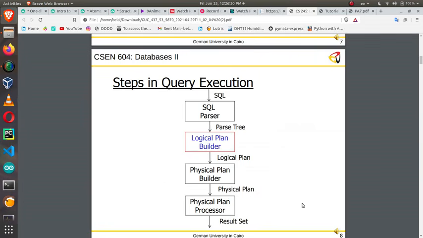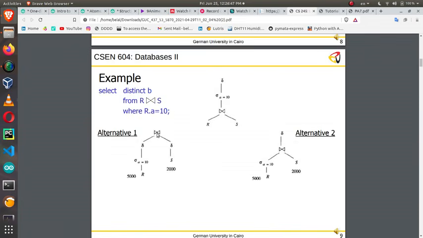So today we will learn about the second step, the logical plan builder, how the SQL query processor chooses the most efficient logical plan for a given SQL statement. So here is an example. We have a query here: select distinct B from R join S, where R.A equal 10.